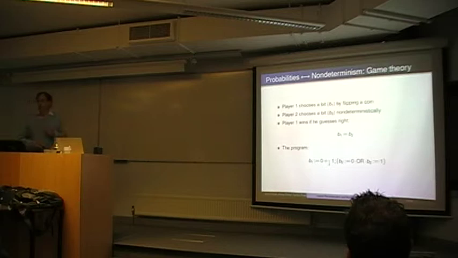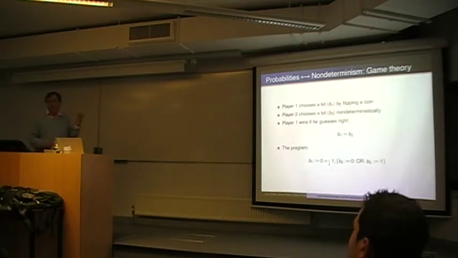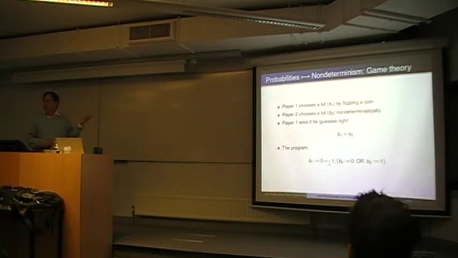Anyway, here's a little game which looks very innocent, but it has all the issues in it. Player one chooses a bit by flipping a coin. Player two just tries to guess it. And what's going on? This isn't innocent, because player one could be some cryptographic scheme that depends on choosing a random number, and player two could be some attacker. So the question is, we really want to know that we're secure against non-deterministic attacks, so to speak.